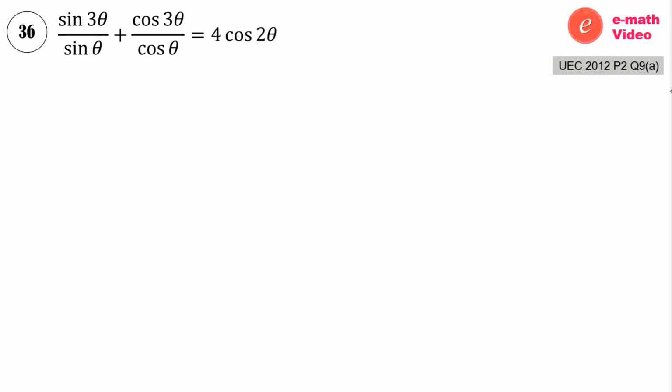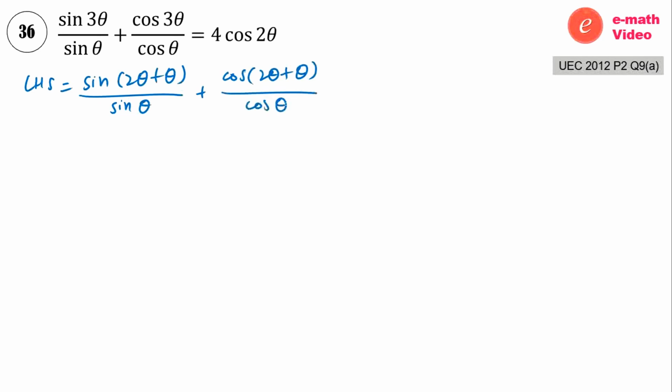Number 36. Okay, have a look. We have a 3 theta on the left hand side, but we don't have a triple angle formula. The only way for us to do it using the formulas that we have is, we let the left hand side equal sine of 2 theta plus theta over sine theta, plus cos of 2 theta plus theta over cos theta. Alright, then you can use the compound angle formula.